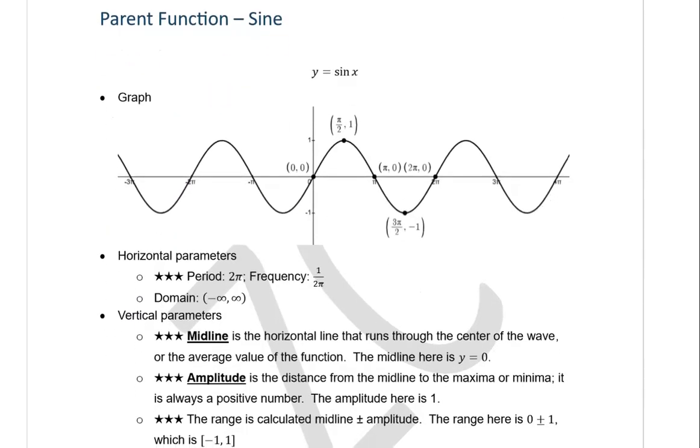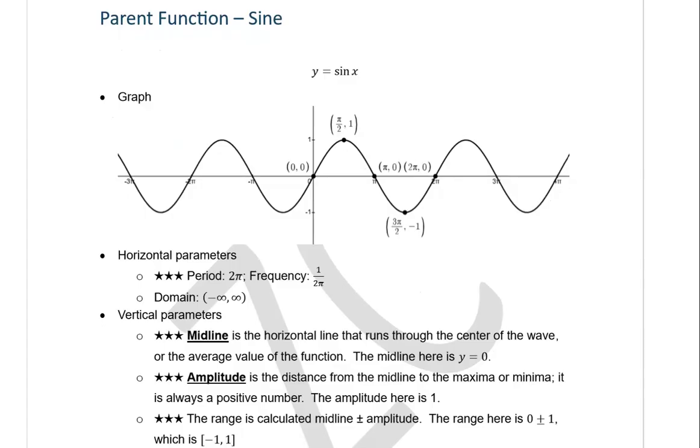Now, let's look at the parent function for sine of x. I'm not going to go over the table of values and actually plotting it, okay? But I marked 5 important points in one period. So (0, 0), (pi/2, 1), (pi, 0), (3 pi/2, -1), (2 pi, 0). Okay?